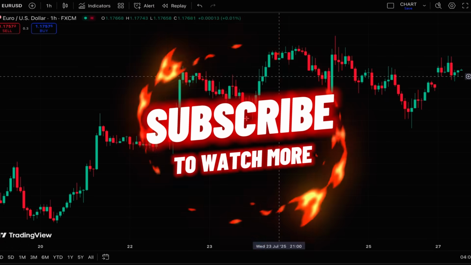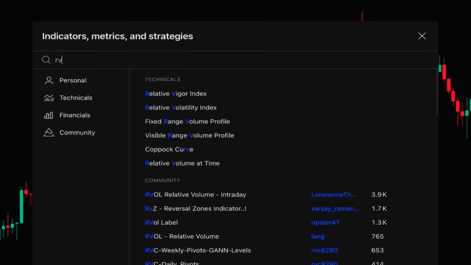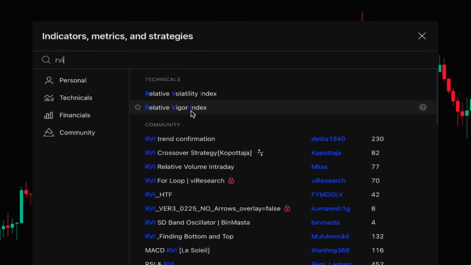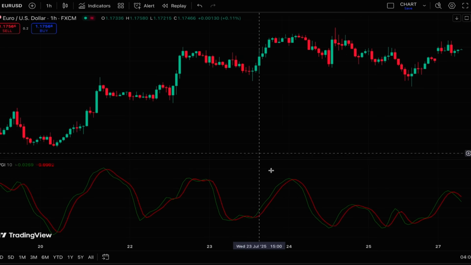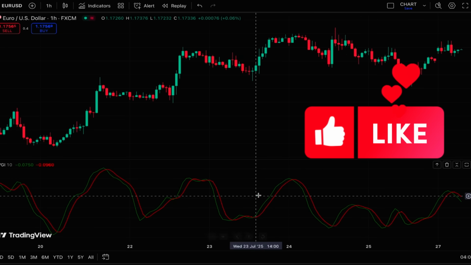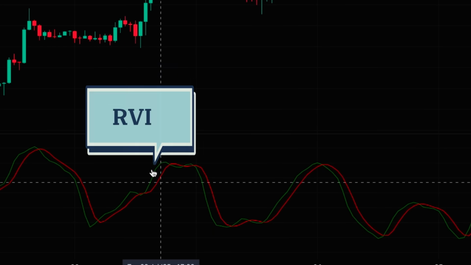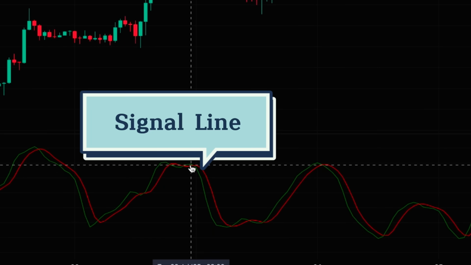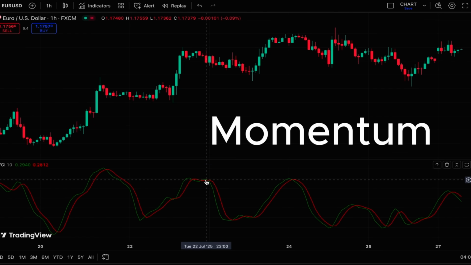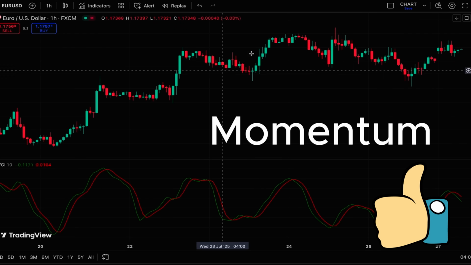On TradingView platform, here you just need to click on indicators and search RVI. This one, Relative Vigor Index, which is a built-in indicator on TradingView platform. Alright, this is the indicator, and as you can see, it's added here below the chart. As you can see, we have only two lines here. The green line is RVI line and the red line is signal line, and they help us to know about momentum changes in the market so we can identify turning points of the price on the chart.